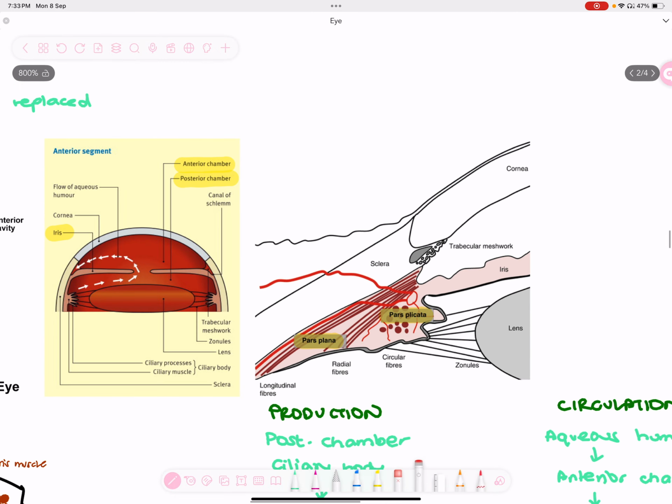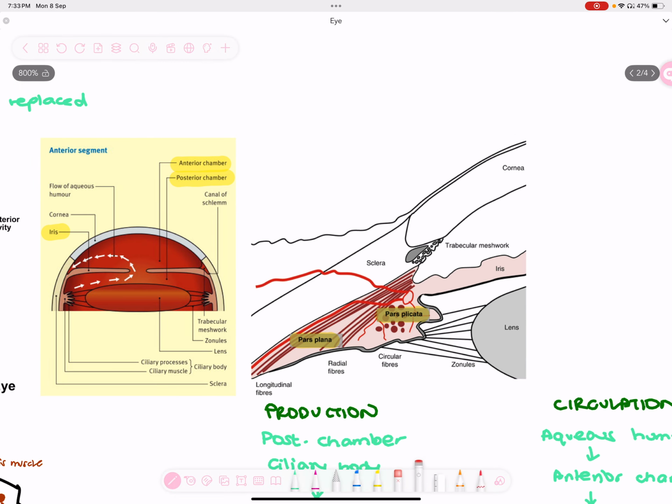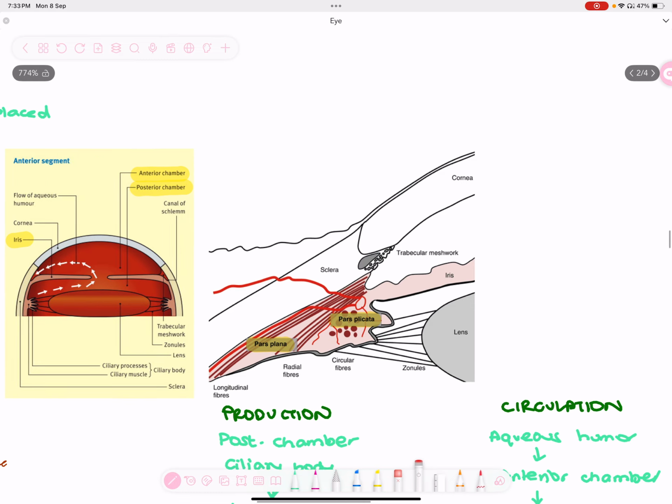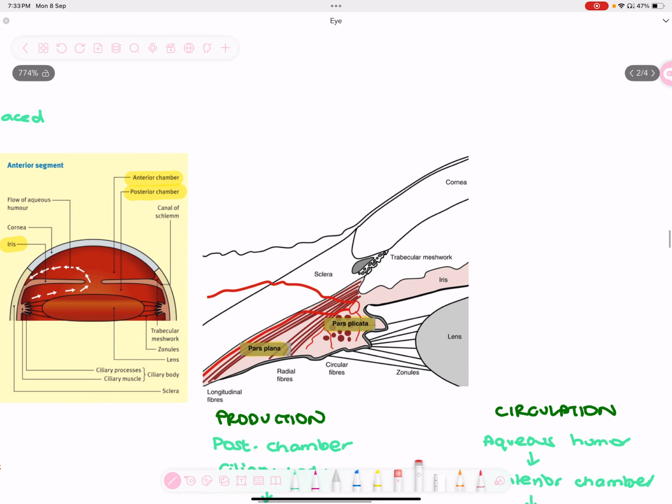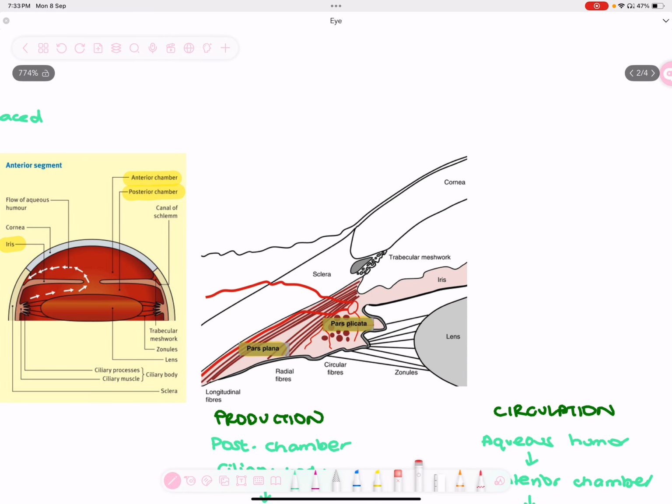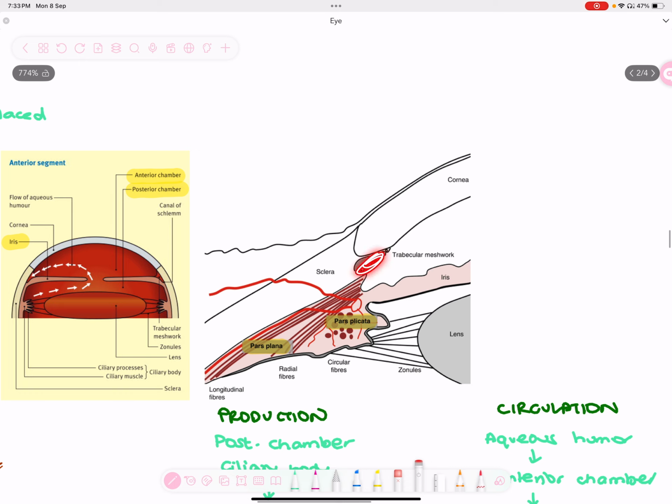I don't even know why I don't have a diagram for it. But let's think. Cornea, iris. Right, this is the trabecular meshwork. So in this, for example, if this is blocked, then whatever aqueous humor your eye has won't be able to be drained. It can't get drained here.